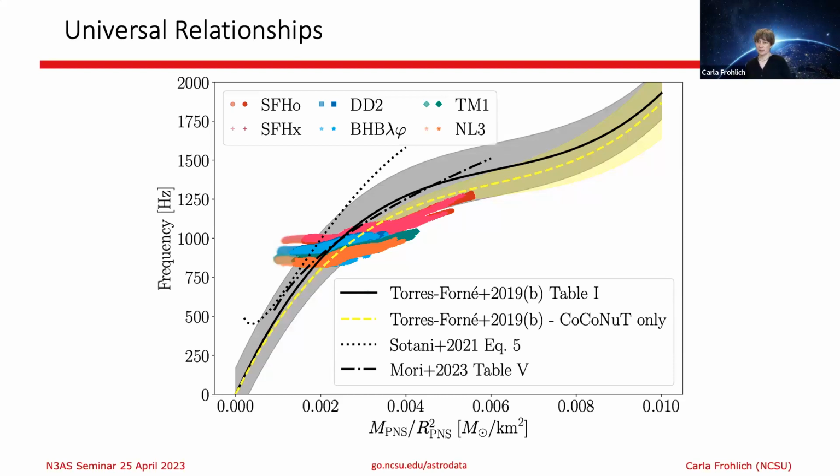The colored points in the middle here, those are the sets of our simulations color-coded by equation of state. And the lines with their error bands are taken from the literature from other papers where they did the same analysis on a much smaller set of simulations and found what they call universal relationships between m over r squared and the dominant frequency of the GW signal.